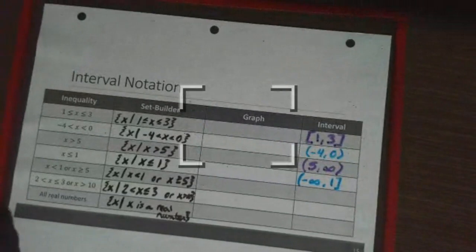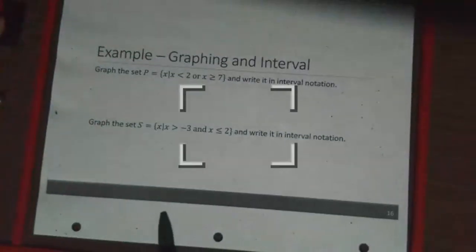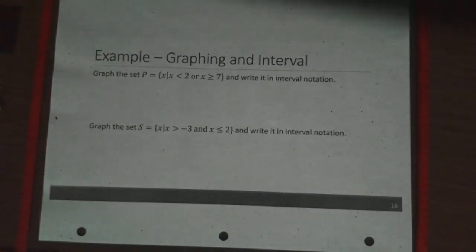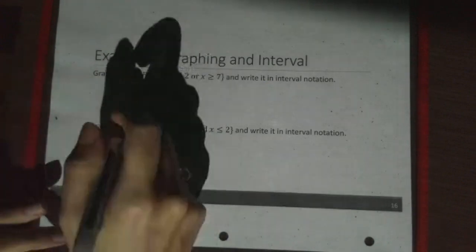So now that we have this interval notation, and it's not going anywhere, we will use interval notation forever. We're going to use it to help us with something a little bit more complex. First up, we want to graph the set P is equal to the set of x such that x is less than 2, or x is greater than or equal to 7, and write it in interval notation. So let's start by graphing it.